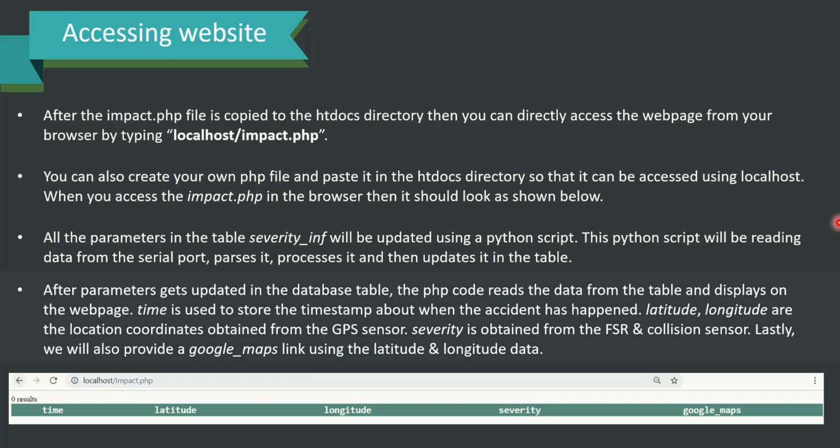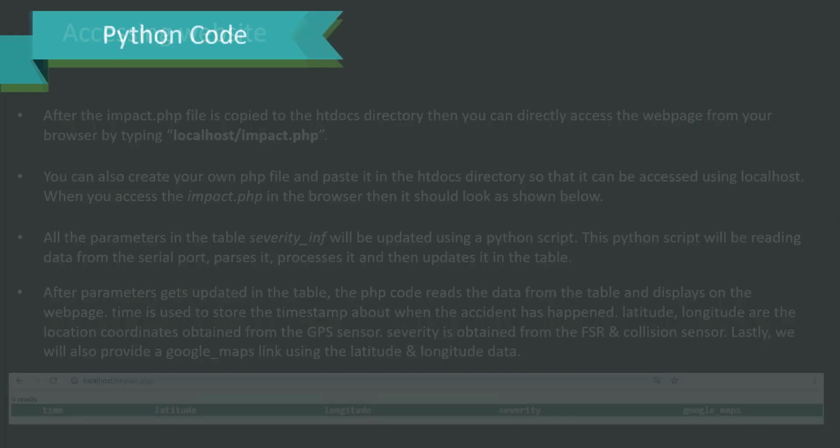Time is used to store the timestamp of when the accident has happened. The lat long details are also available, and latitude and longitude are the coordinates for the location, which are obtained from the GPS sensor. Severity is obtained from the FSR and collision sensor. Finally, we will also provide a Google Map link using the lat and long data.